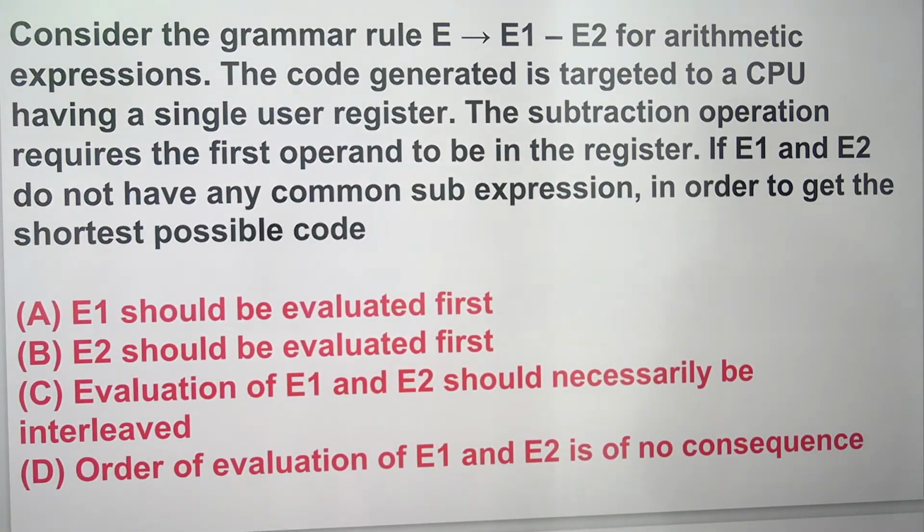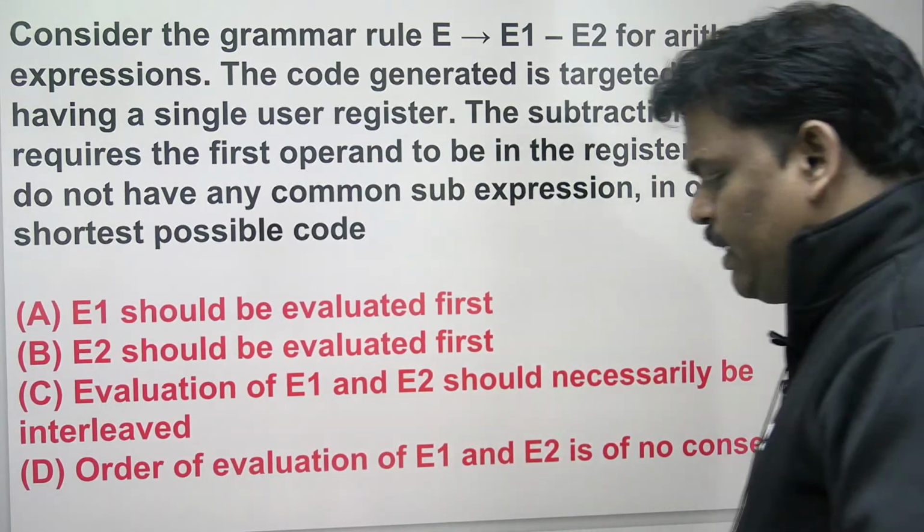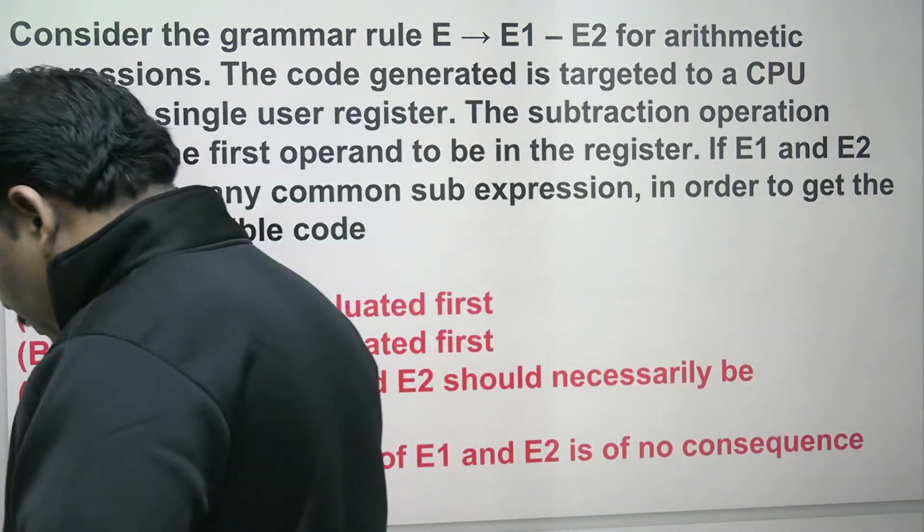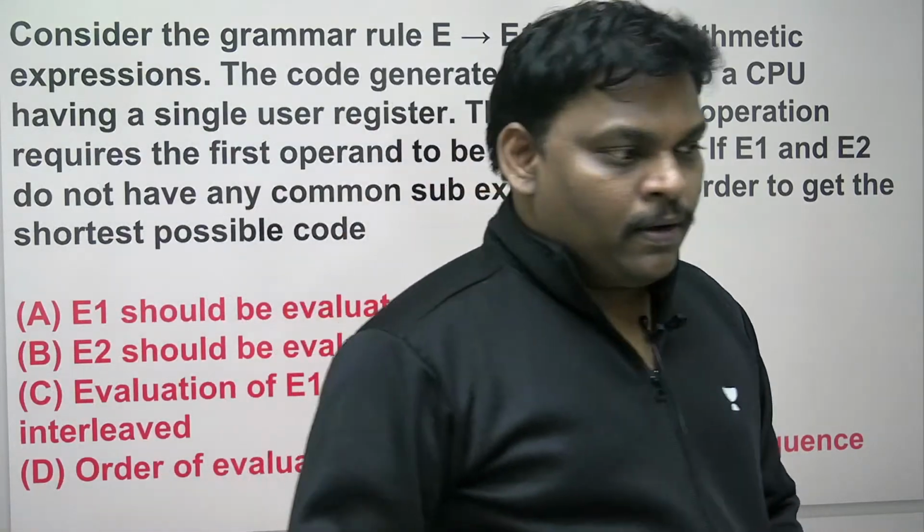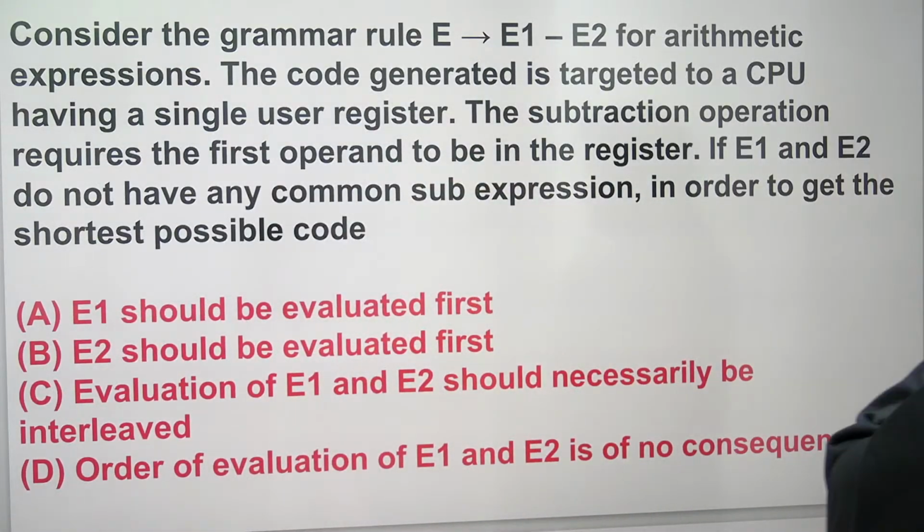Consider the grammar rule E goes to E1 minus E2 for arithmetic expressions. The code generated is targeted to a CPU having a single user register. The subtraction operation requires the first operand to be in the register. If E1 and E2 do not have any common sub-expression, in order to get the shortest possible code, what will be the answer? Can you check? It is also one of the previous year paper questions.